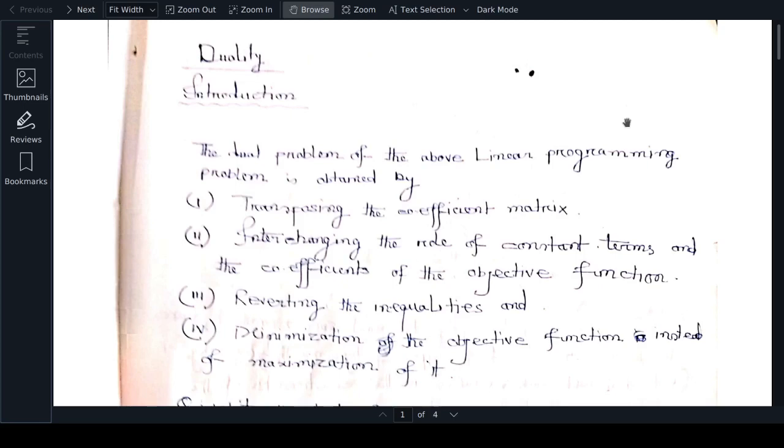So these 4 points are important. Clear? Nihal, Ripon? Yes, sir, clear.